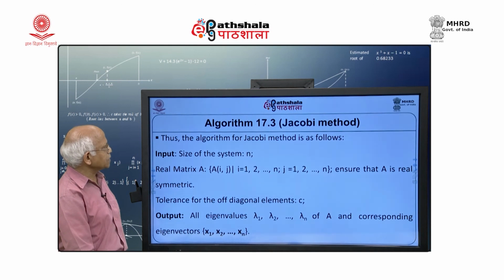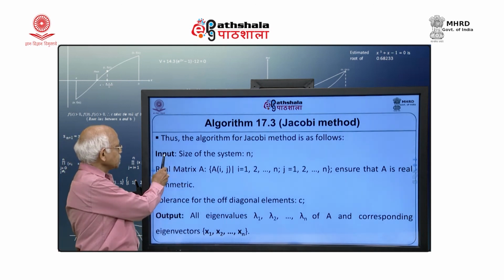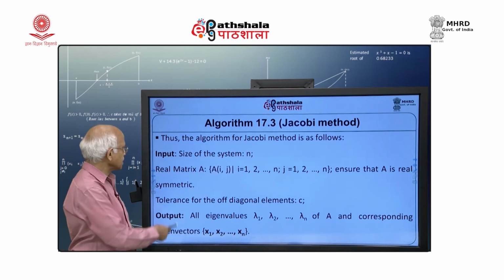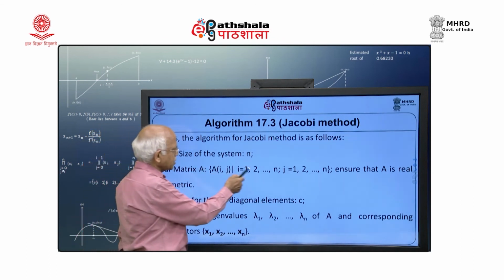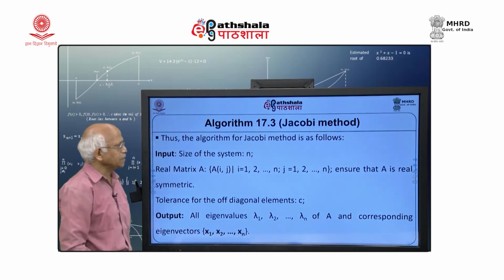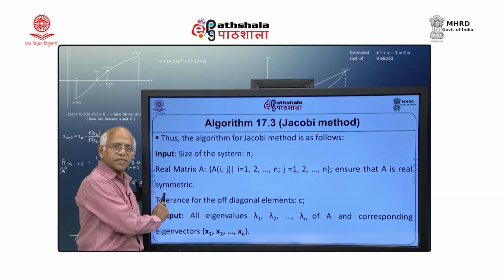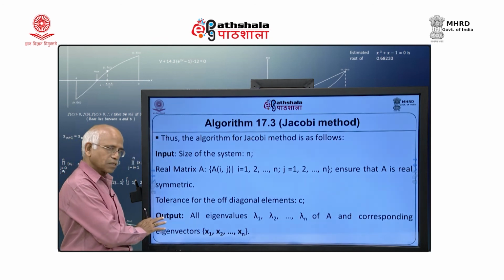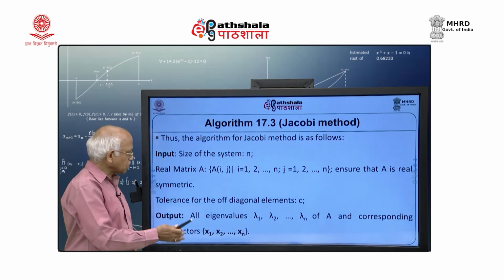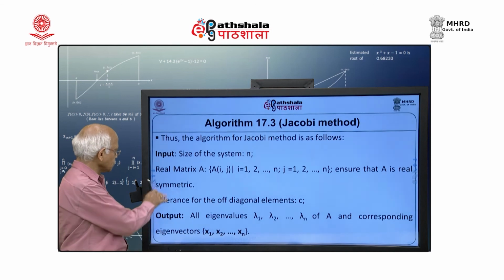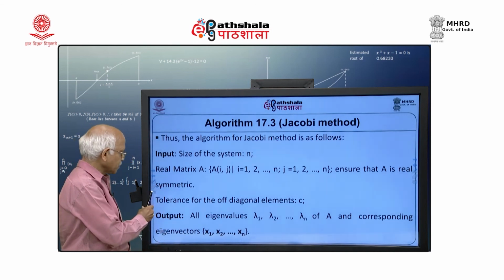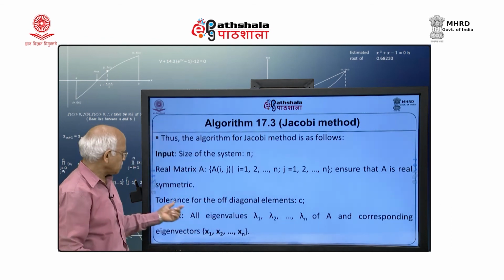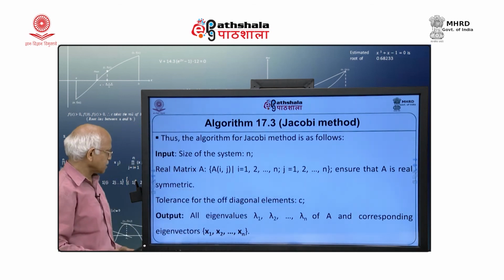Thus, the algorithm for the Jacobi method is as follows. We take as input the size of the system, that is n, and the real matrix A, that is A ij, i equal to 1 up to n, j equal to 1 up to n. Ensure that A is real and symmetric. We must ensure this, because the method works only for real symmetric matrices, as discussed here. There may be other approaches for non-real-symmetric matrices, but here we are working only with real symmetric matrices. We also take the tolerance for the off diagonal elements, that means how small you want the off diagonal elements to be. That is what we are going to consider as C.